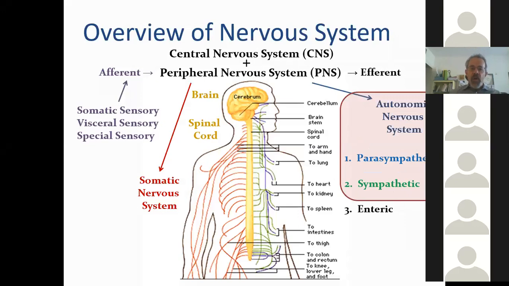All right. Okay, so first of all, I like to do overviews. So let's take a look at the overview of the nervous system. So remember, we've got the central nervous system, which is the brain and the spinal cord. We've got the peripheral nervous system, which is divided up into both the somatic branch, which goes to skeletal muscles, right? And then we have the autonomic branch, which goes to the internal organs.